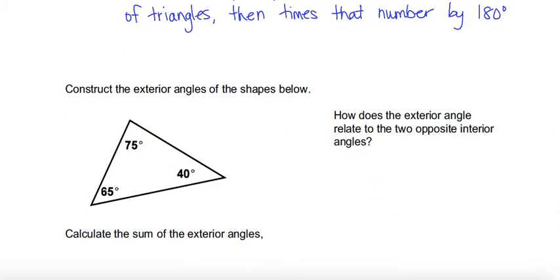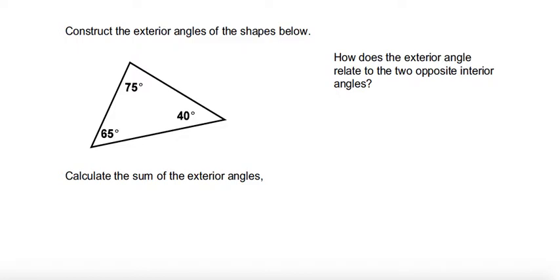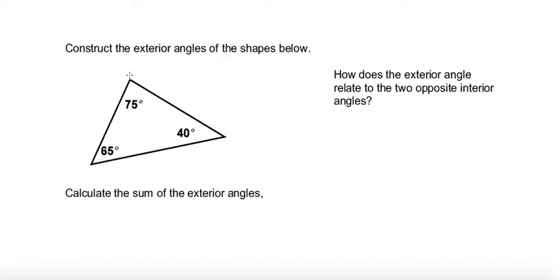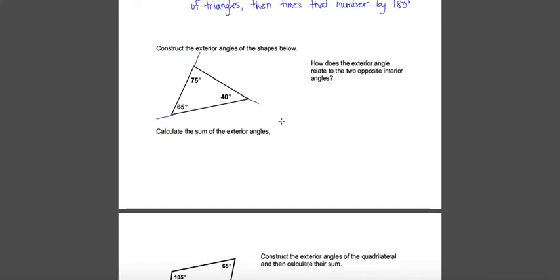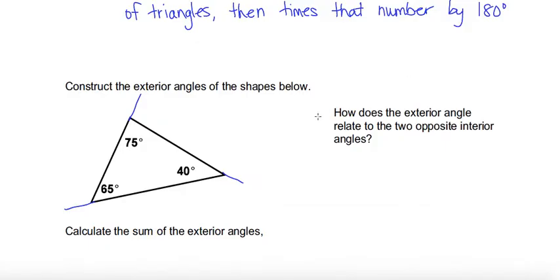So now we're going to construct what we call exterior angles. Exterior angles: if I draw a straight line, this is the angle that would be formed on the outside of that line. And I can do that for each of these lines. So I can draw straight lines so that I can find out what these angles might be. I'm going to call this one A, this one B, and this one C.